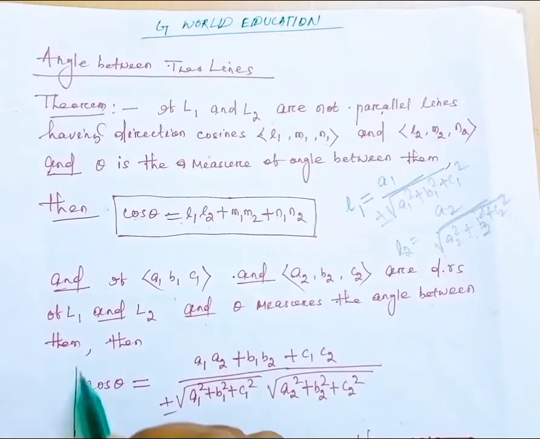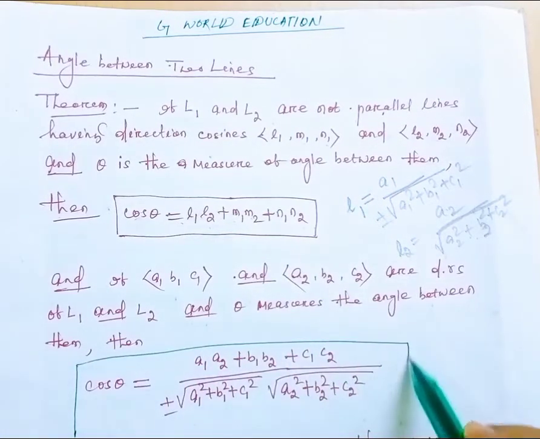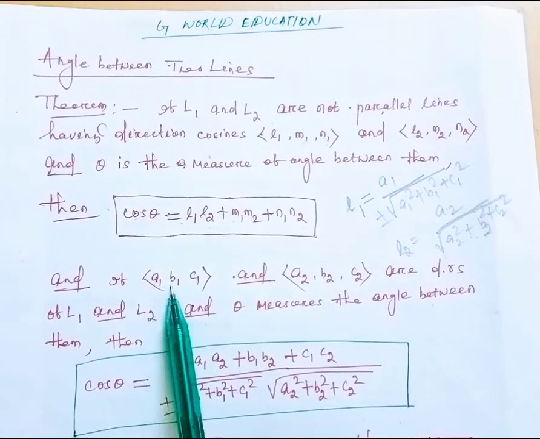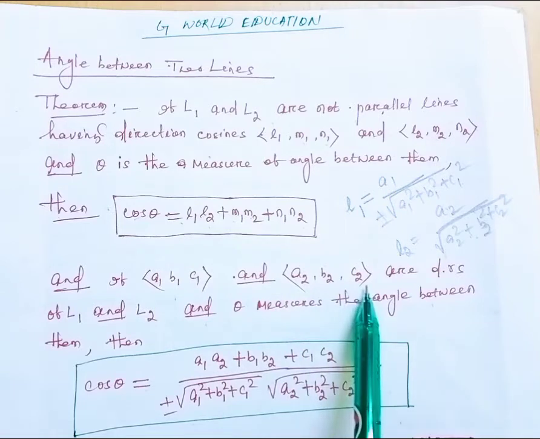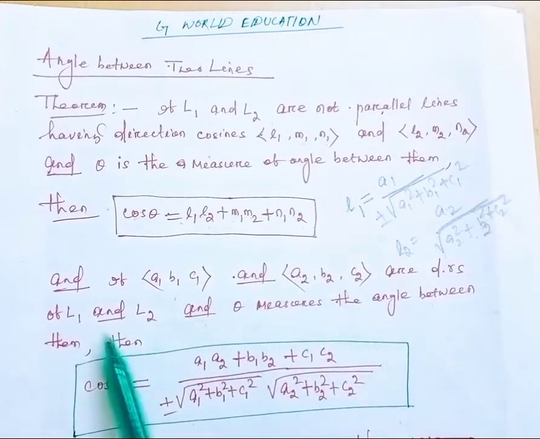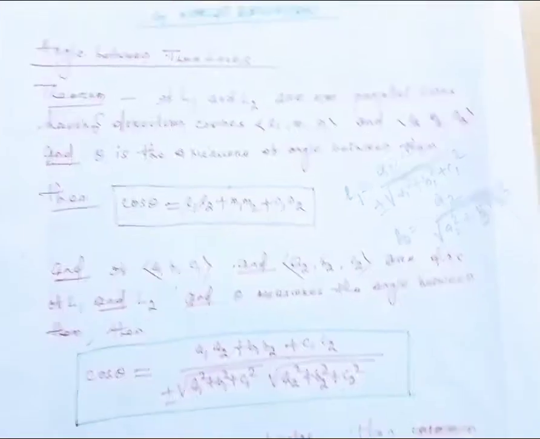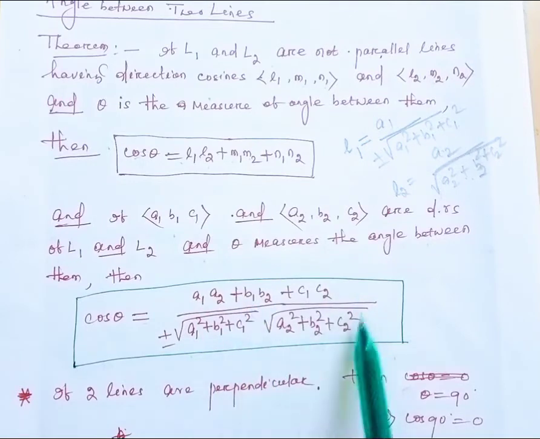I mean, if a1, b1, c1 and a2, b2, c2 are the direction ratios of L1 and L2, and theta is the angle between these two lines, then to find cosine of theta, just use the formula cosine of theta equal to this much.